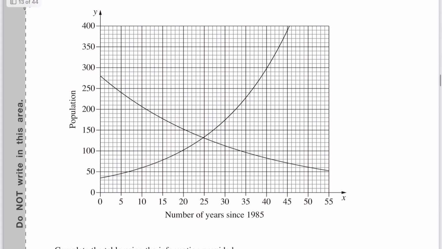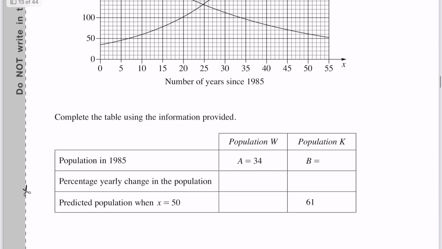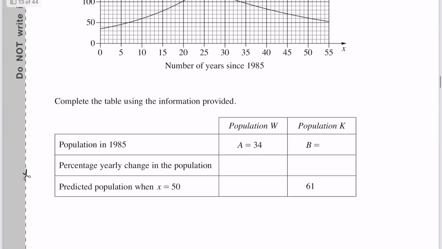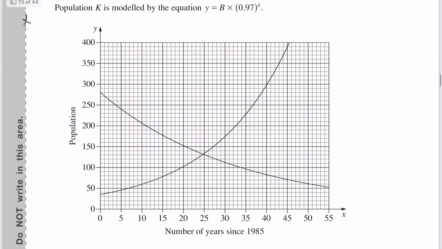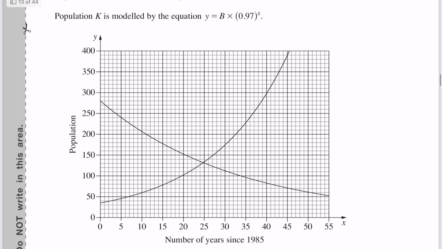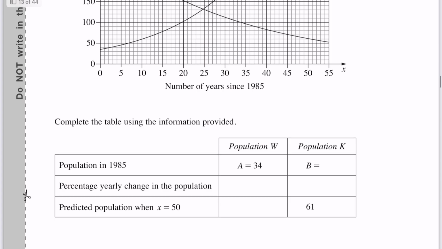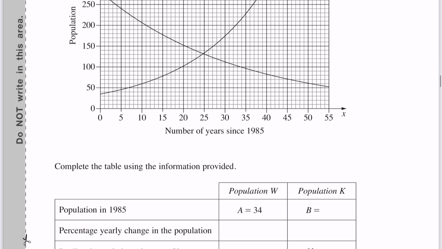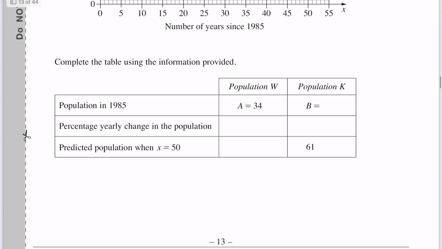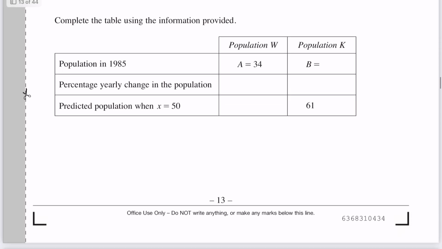So they give us the graphs and then they ask us to complete the table using the information provided. Okay, so what we have is, these lines here give us the rough formulas, and we just need to figure out what the population in 1985 was, the percentage yearly change in the population, and the predicted population when x equals 50.